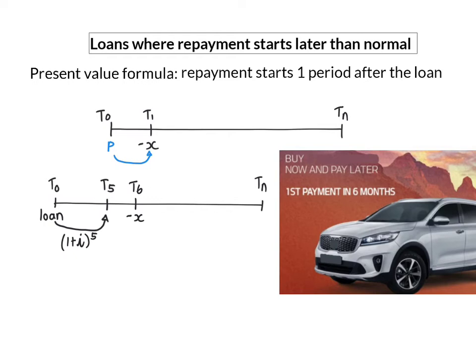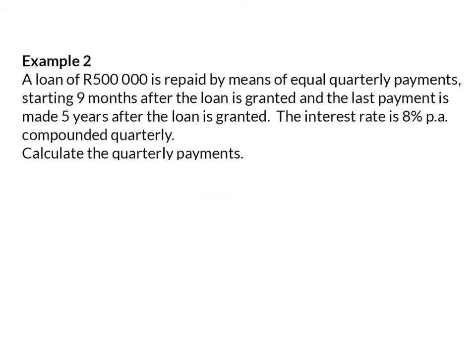Then the present value formula starts working 1 month before you start paying, and that means in our example, the present value formula starts at T5. Therefore, you need to realize that when you want to use the present value formula in this case, you need to add the 5-month interest to the present value in the formula. In the next example, you will see how this is done.